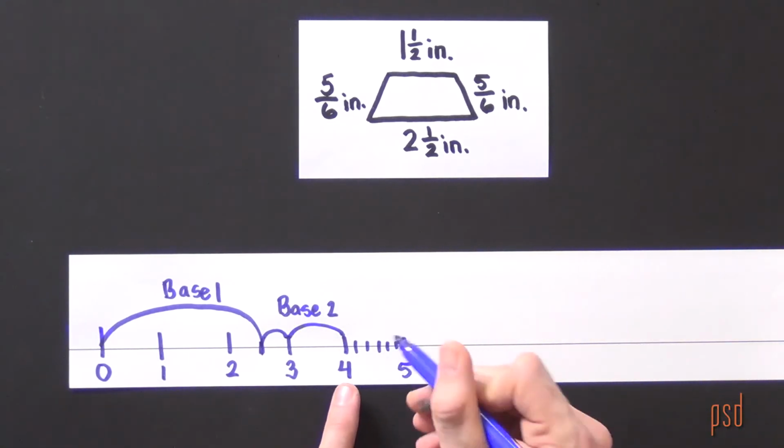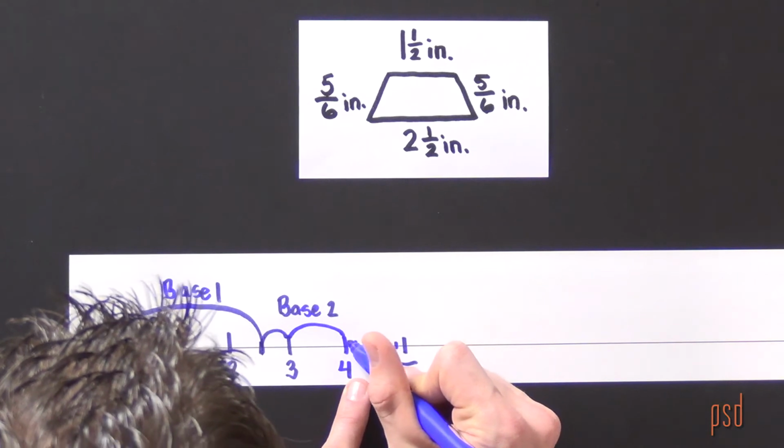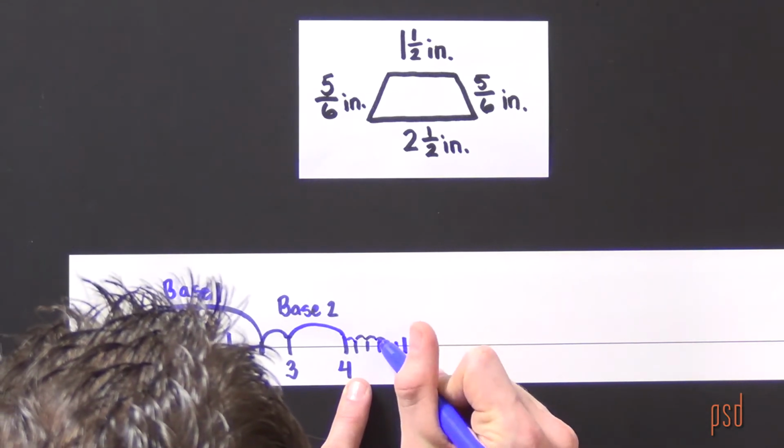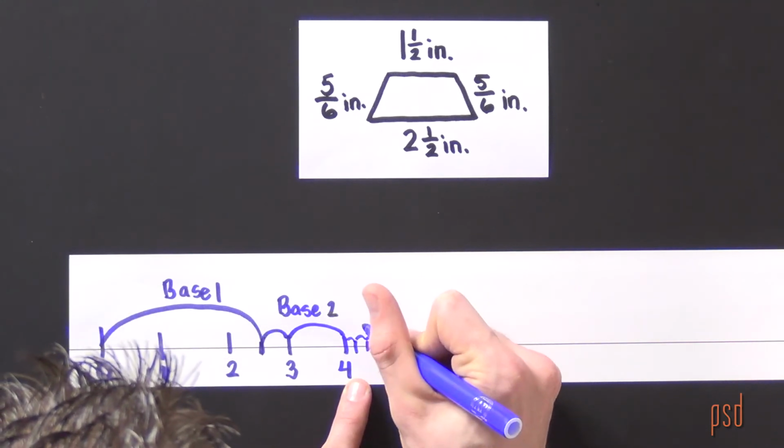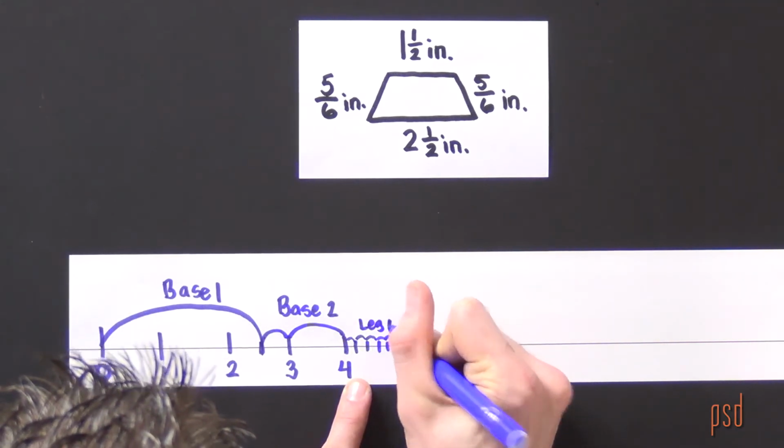And I know that one side is 5 of those 6. 1, 2, 3, 4, 5 out of 6. This represents 5/6 for one of the legs. I'll call that leg 1.